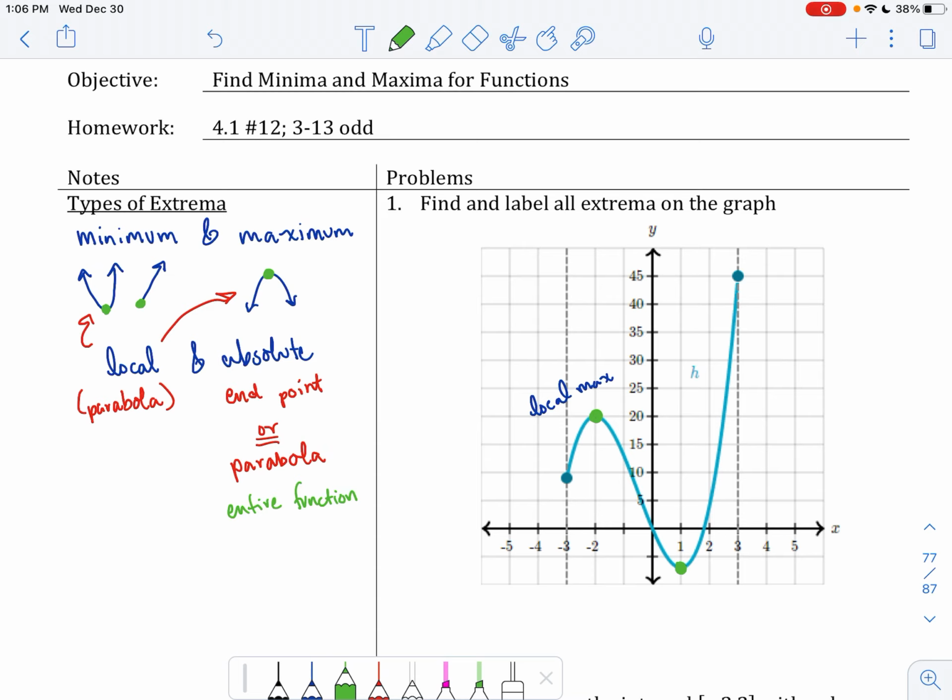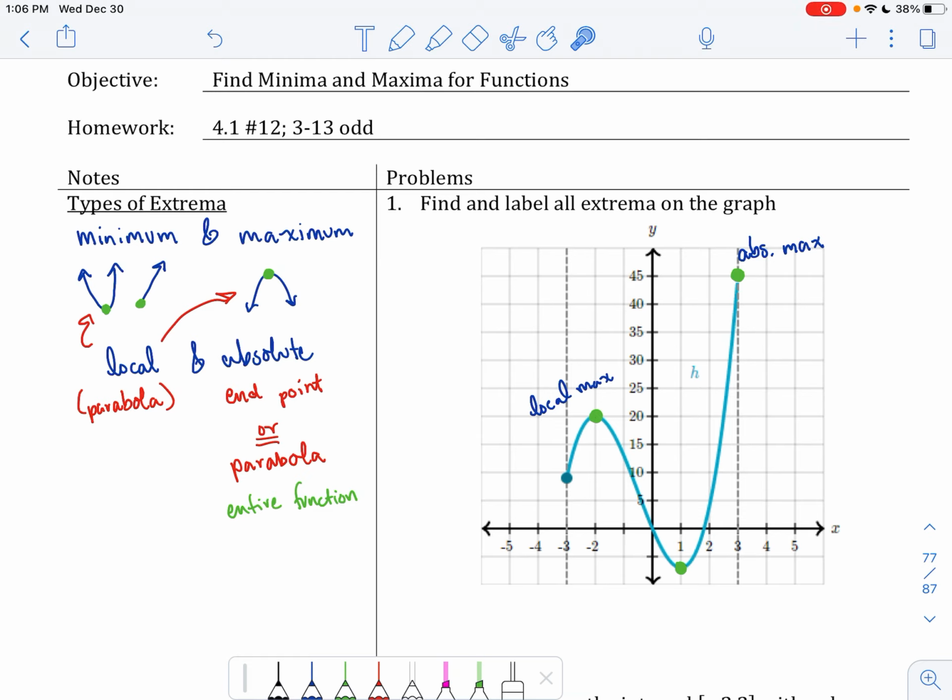The absolute maximum is this point over here, which you can see, because while it isn't forming a nice little local max, this is the absolute maximum, since every other point of the function is below it. So if this is our absolute maximum at 45, every other point of that function is below 45.